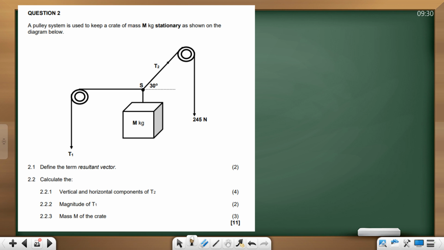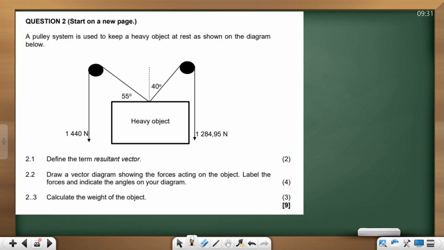Just a quick one. You should be able to do this. Define the term resultant. Calculate the vertical and horizontal of T2. 3-4 marks there. Magnitude of T1. That should be doable. Mass of the crate. Easy question.